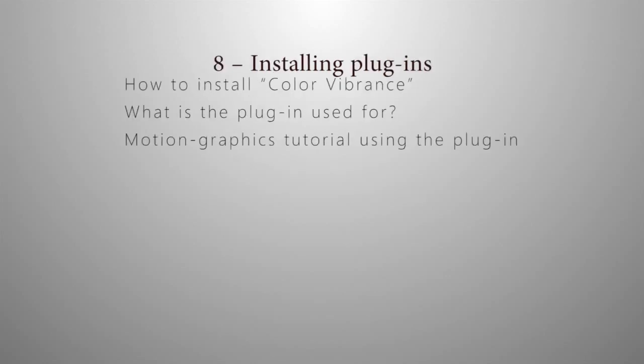Then in the eighth chapter, I will show you how you can install plugins. We will install a free plugin called Color Vibrance. It's made by a company called Video Copilot. Then I'll show you what the plugin is used for, and then we will create a quick and very cool motion graphic using the plugin.